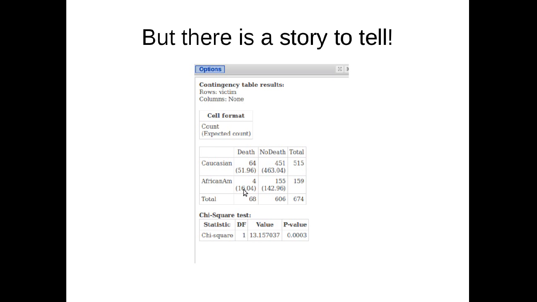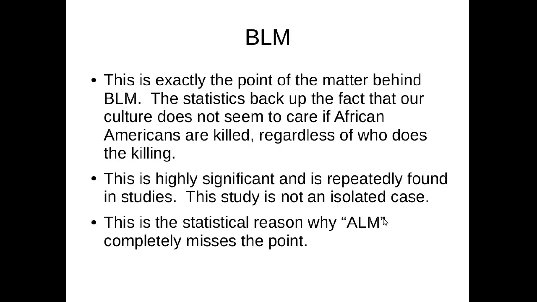So look at this. The expected count was 16, and we only got a quarter of our expected count for the African Americans, for the death penalty. But for Caucasian victims, it's roughly the same, like 52 and 64 is roughly the same, though we got more death penalty than maybe we would have expected. But here, this is way lower than we would have expected. It's off by a factor of 4. So that's pretty significant.